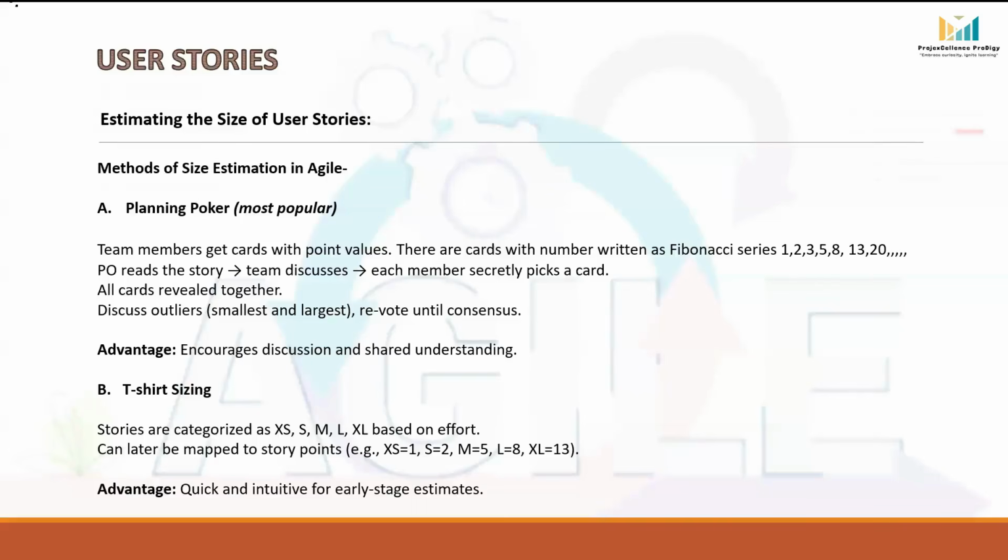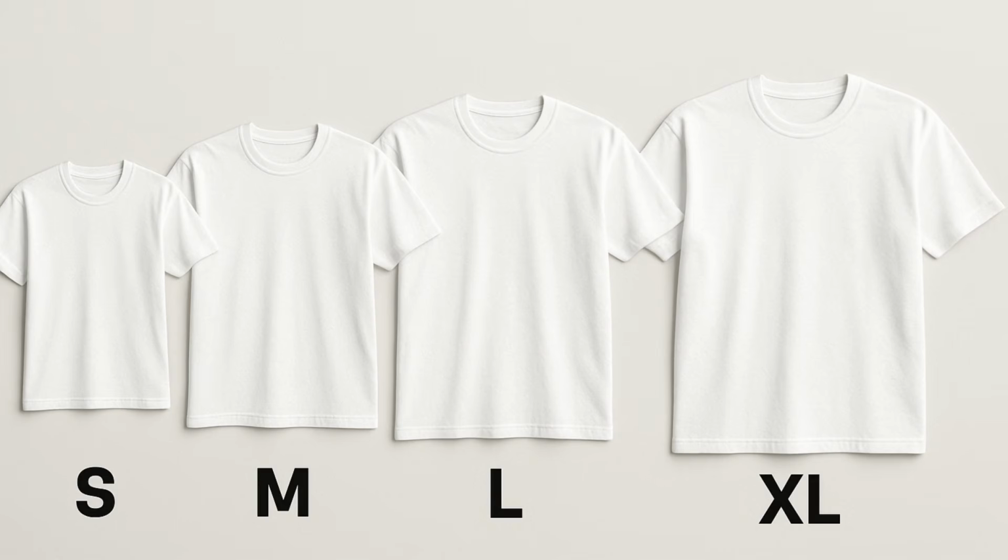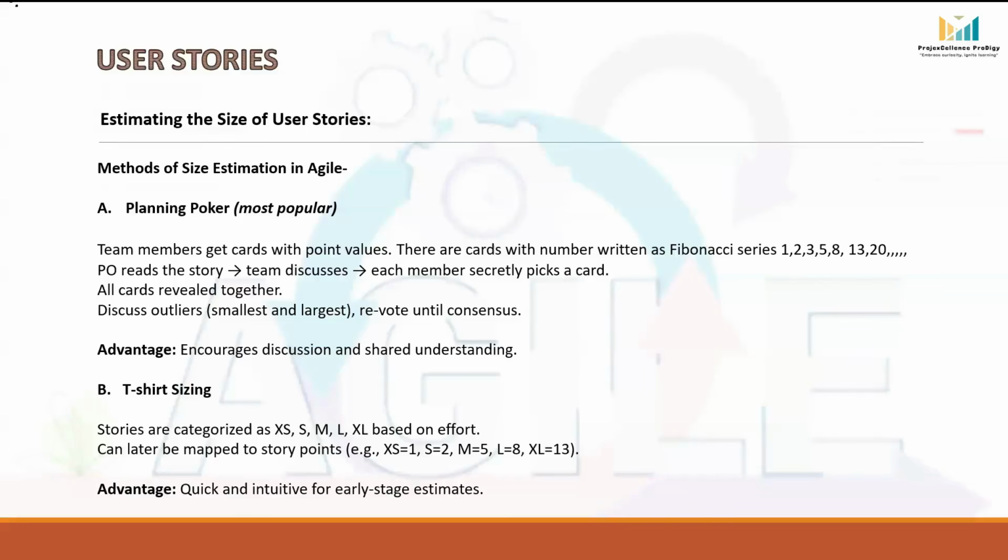The second popular technique is t-shirt sizing. This is a simpler and more intuitive method. Instead of numbers, stories are classified into sizes like XS, S, M, L, or XL, depending on the level of effort involved. Later, these sizes can be mapped to story points.